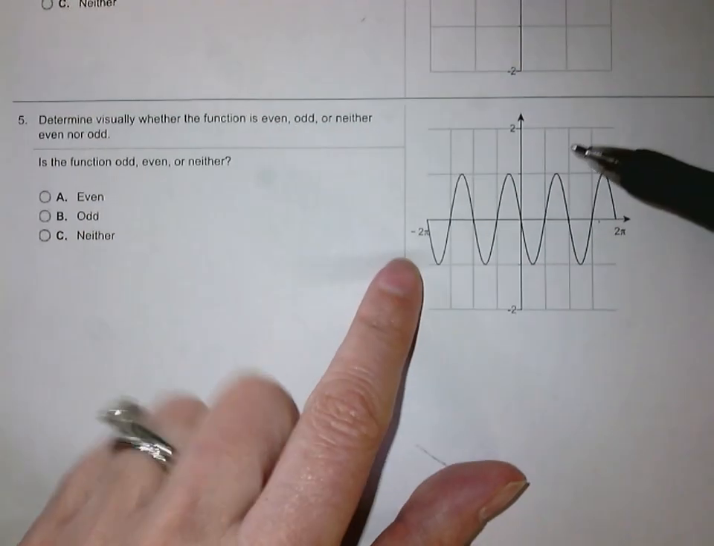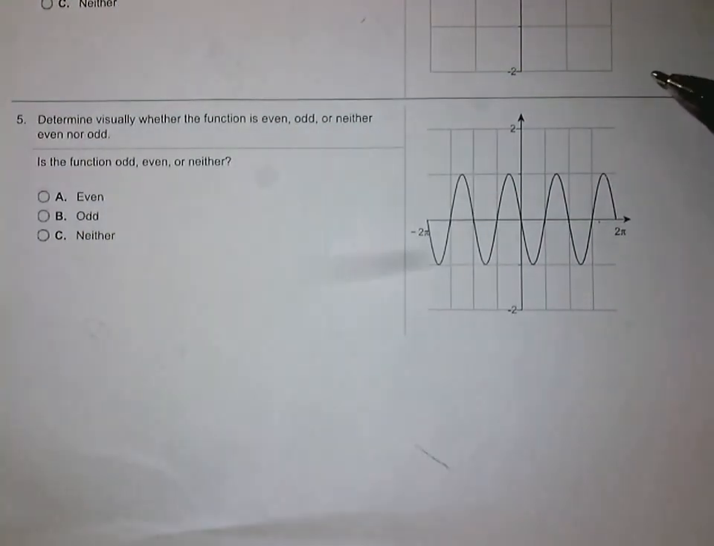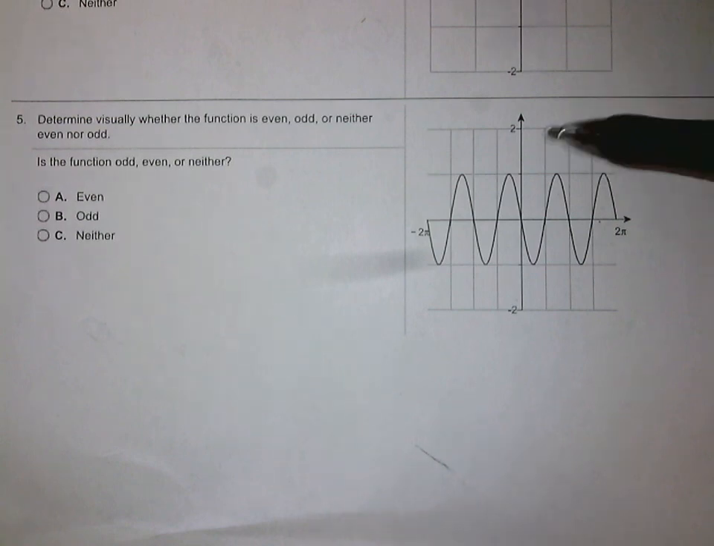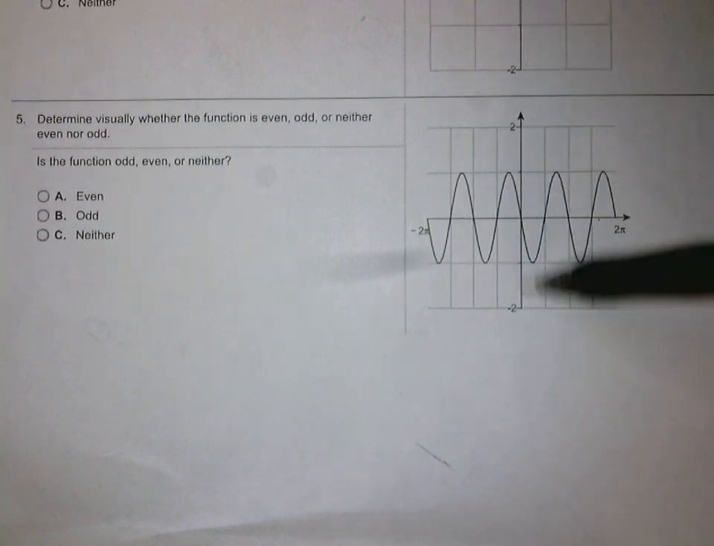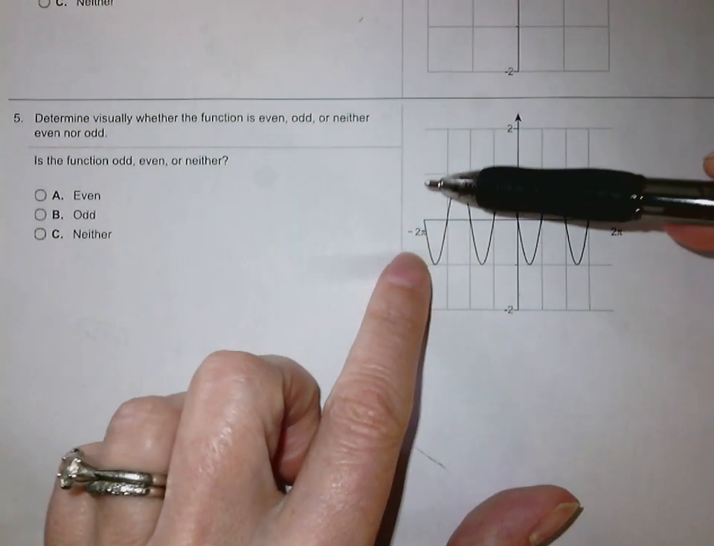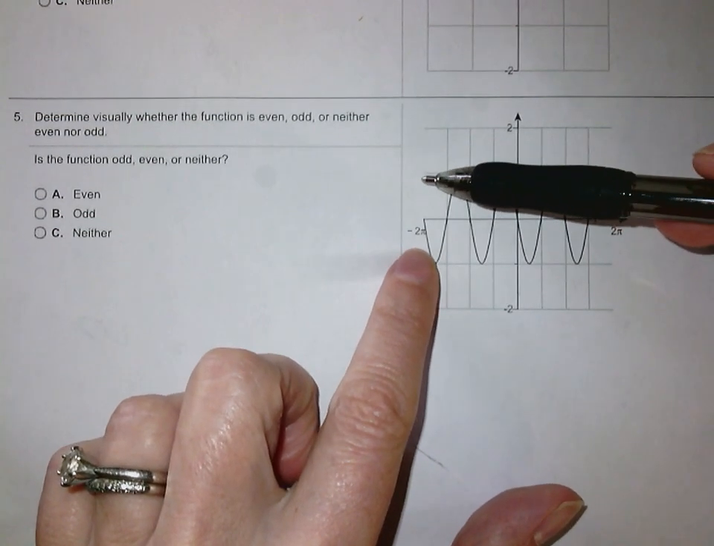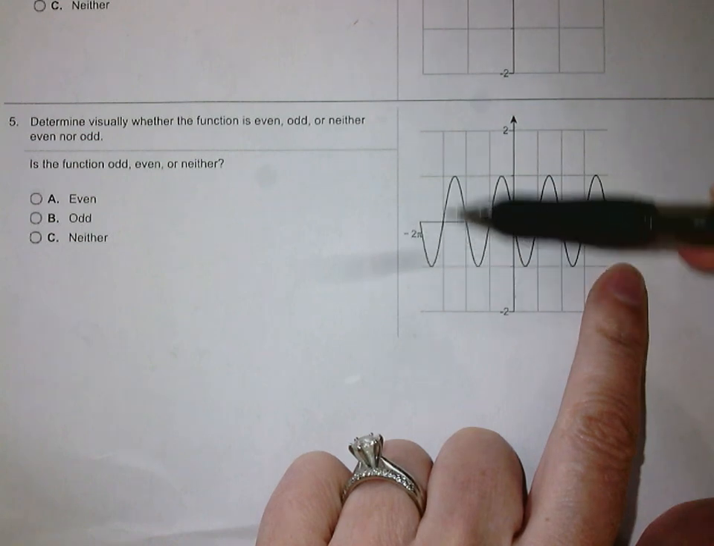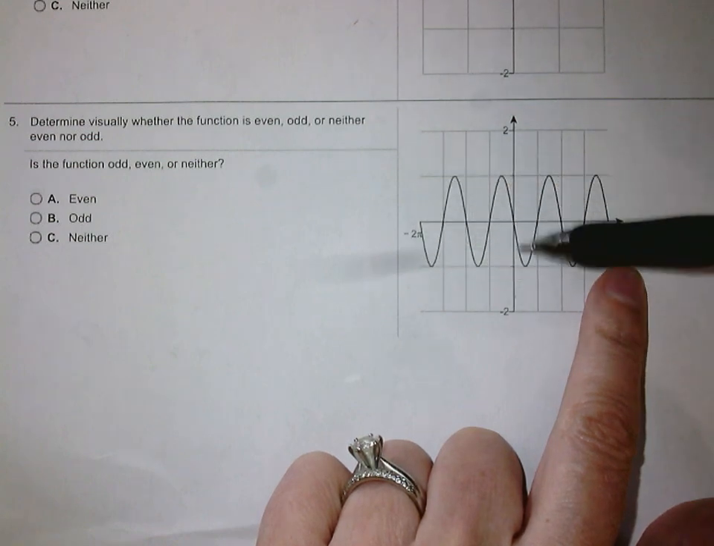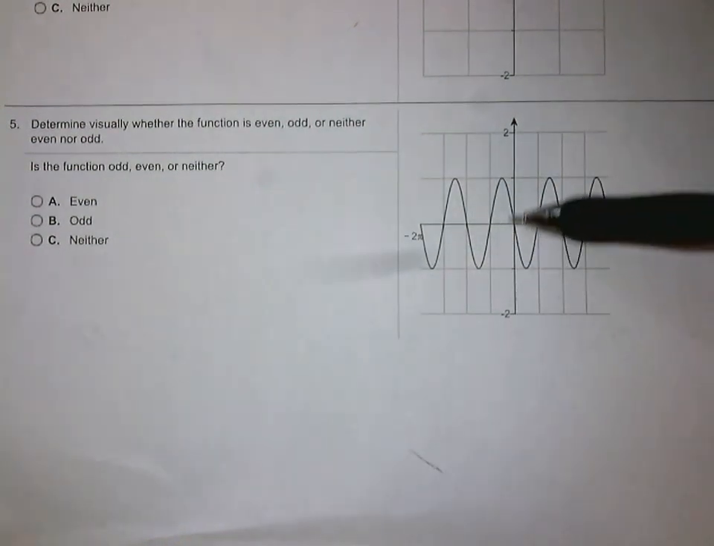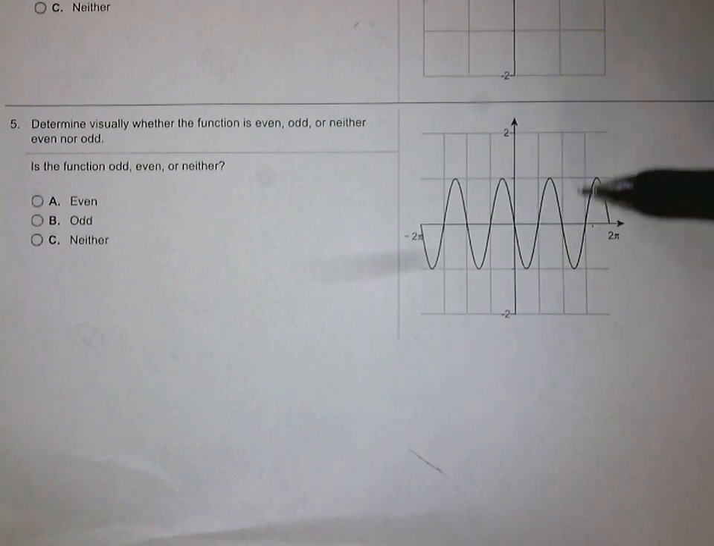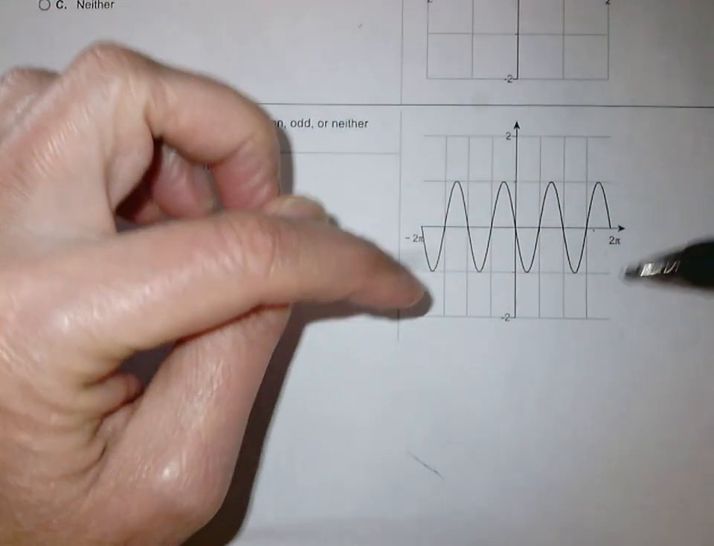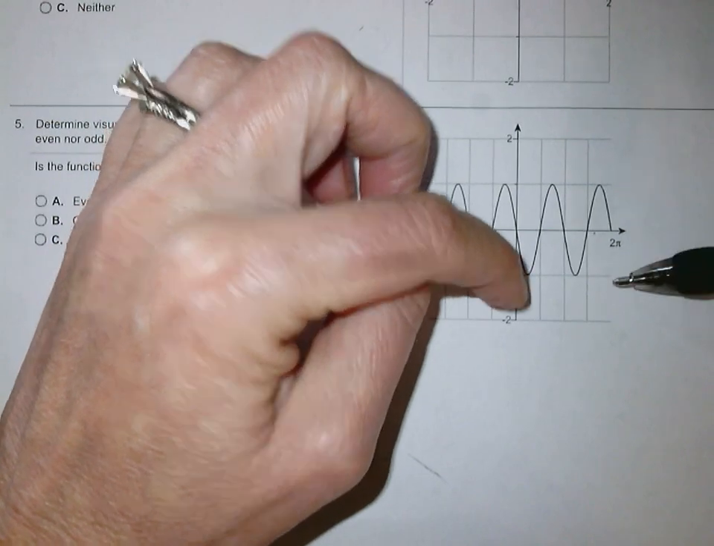Let's see. I need to determine whether it's symmetrical to the y-axis. So let's see. Here's my y-axis. If I folded it on top, and put this side over here, this right here would come and be down here. It would be the opposite of this. It would look like this. But then if I folded it again, it would actually flip it to this side.